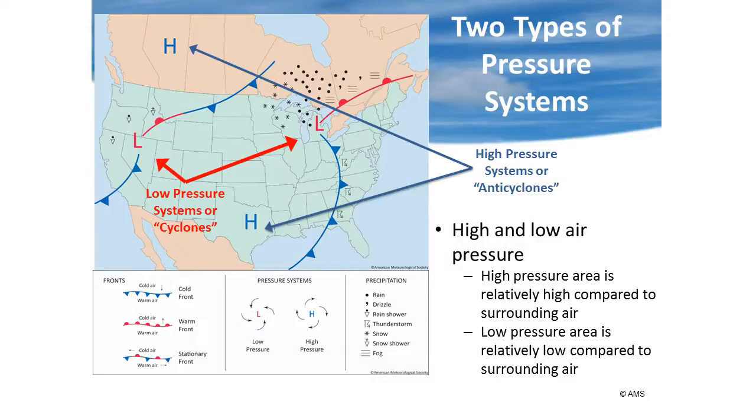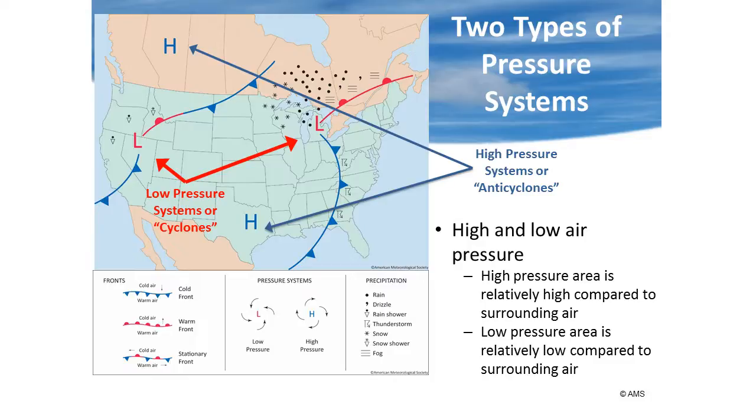Two types of pressure systems getting into the weather. These are going to be critical for you to understand going forward through the course, and how the winds circulate around high and low pressure. Those particular pieces of information will be critical in terms of how the weather is going to affect you as these systems move across the country.